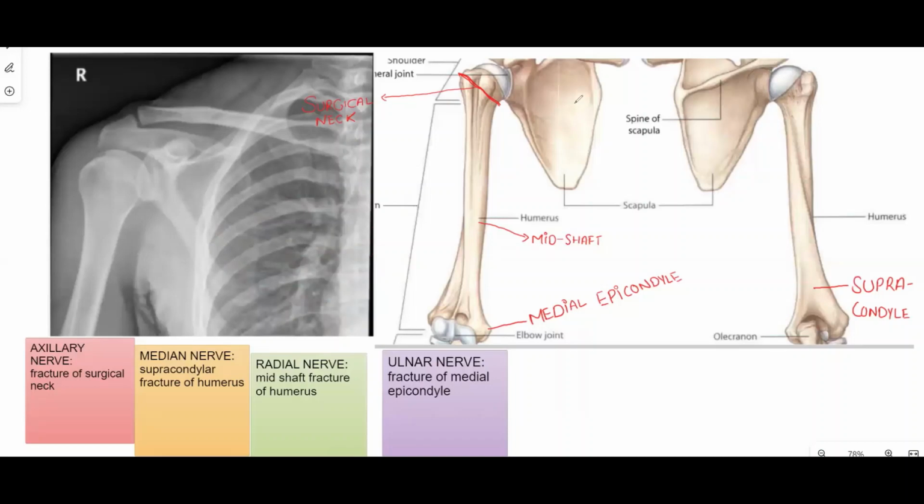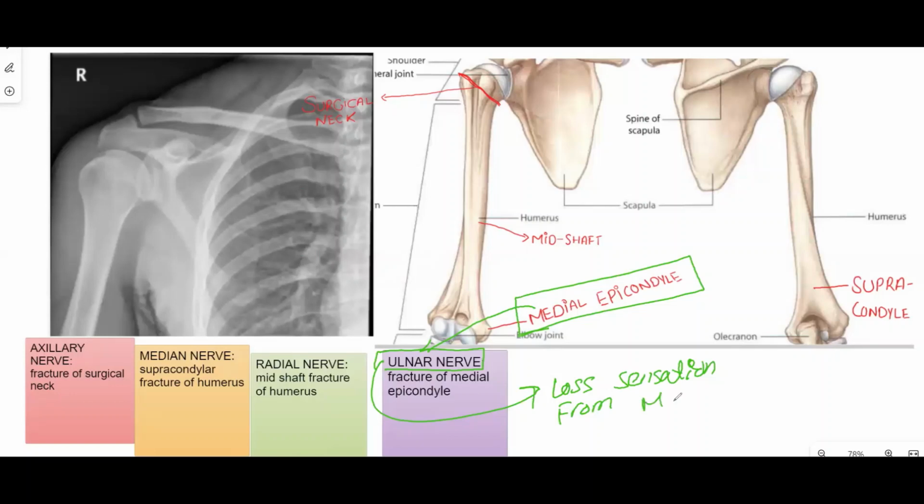Next is the medial epicondyle fracture. The medial epicondyle fracture will lead to ulnar nerve damage. So the patient presents with loss of sensation from the medial 1.5 fingers, and it also leads to decreased flexion of these fingers as well.